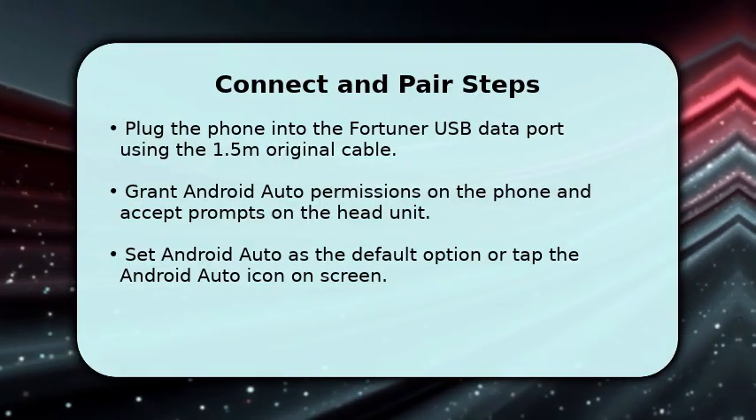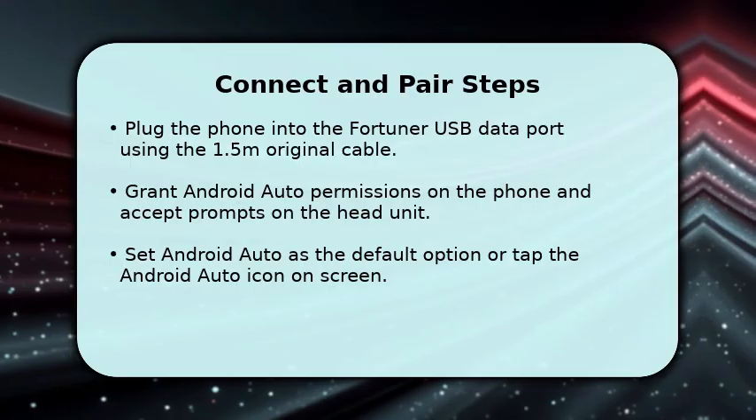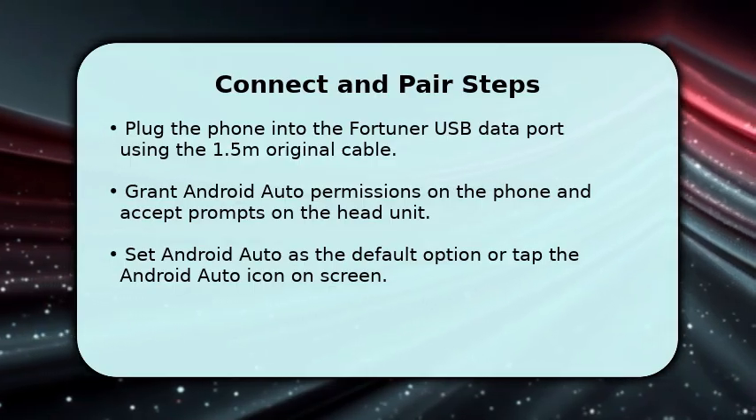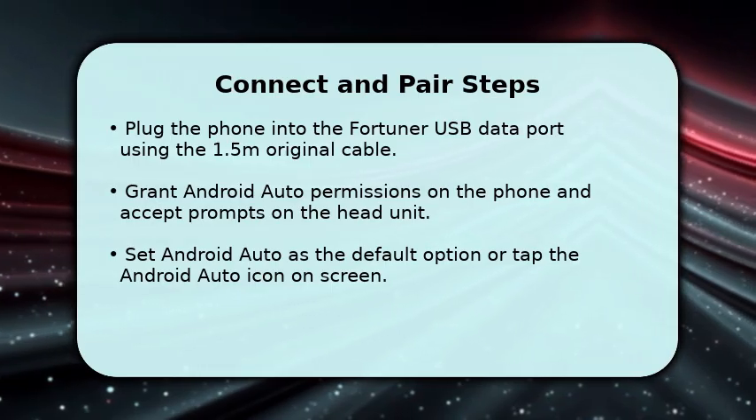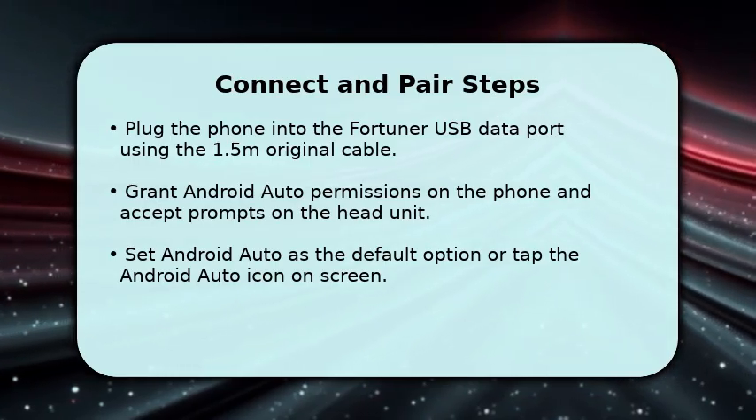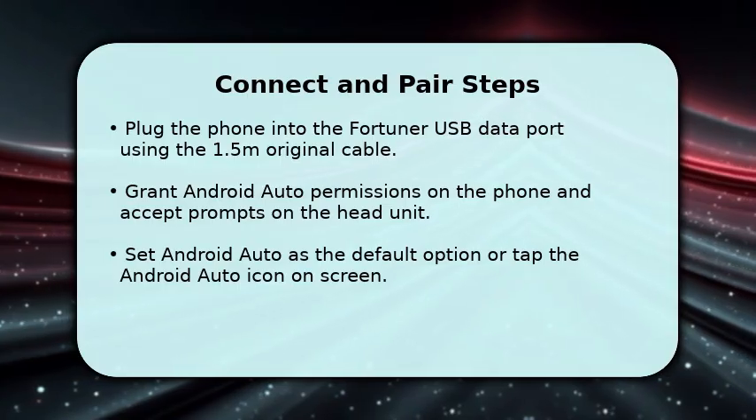Watch the phone and head unit screens for connection prompts and accept all permission requests. If a prompt appears for Android Auto, tap the Android Auto icon on the head unit. On the phone, choose Android Auto and select Always when asked to set defaults.